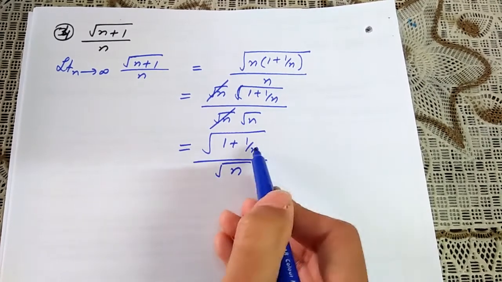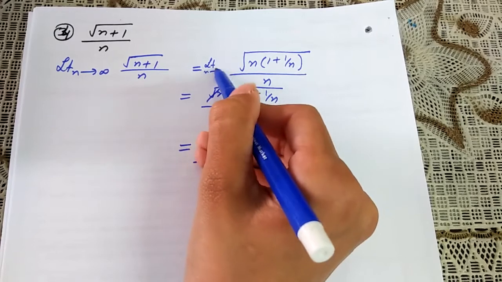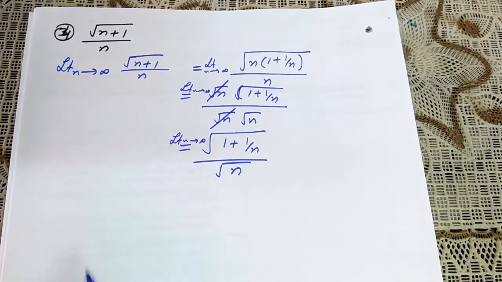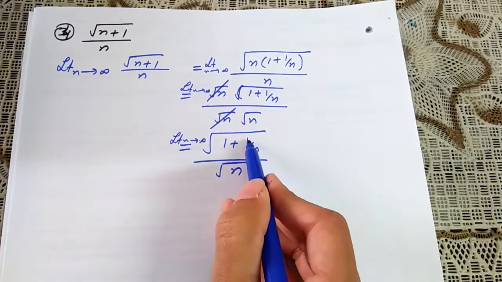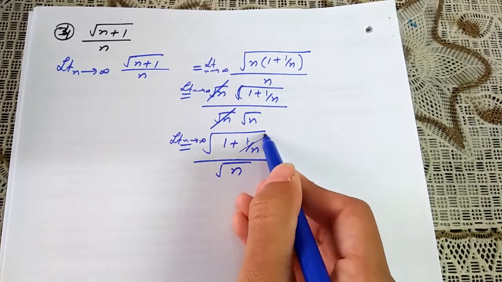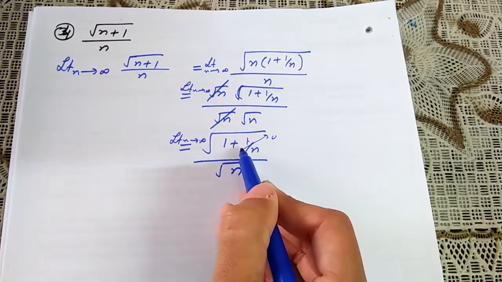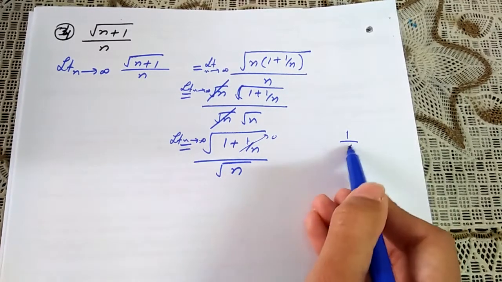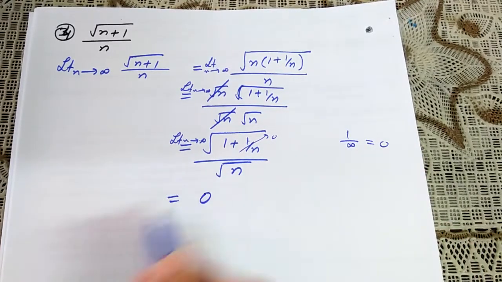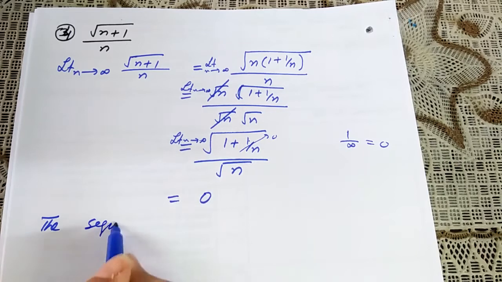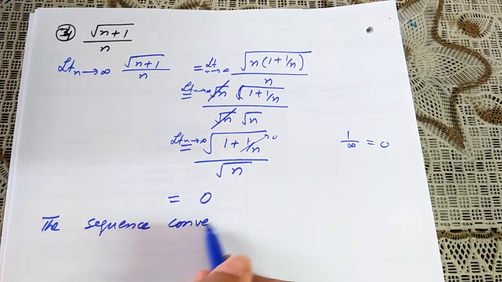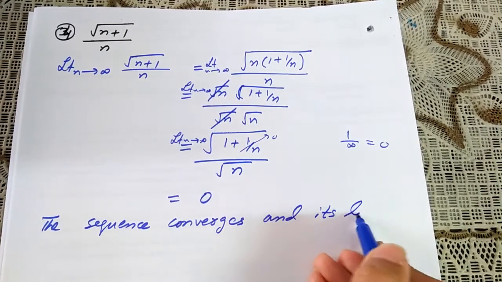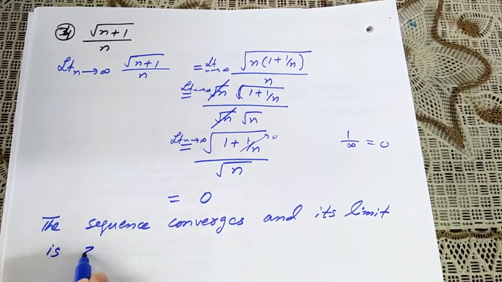If I just replace the terms, we have the limit as n approaches infinity here, and here as well. If we apply infinity here, this will be 1 over infinity, which goes to 0. So 1 plus 0 will give you a defined answer, 1, and this 1 over infinity will give you 0. So I got 0 in my answer. So the sequence converges and its limit is 0.